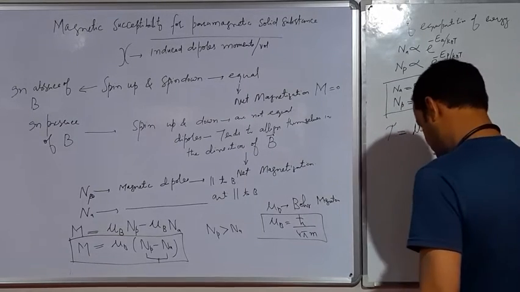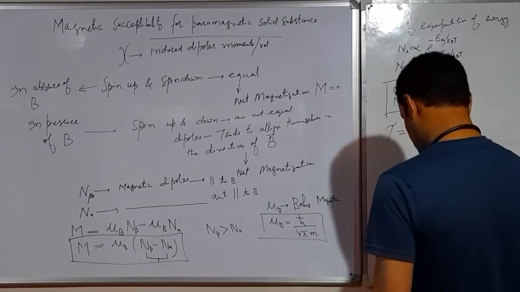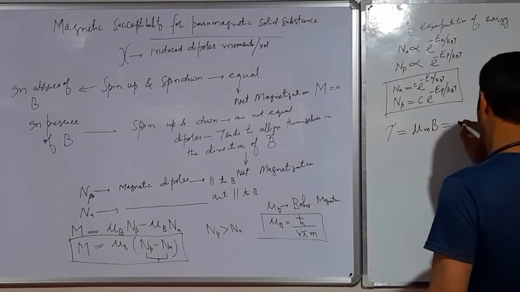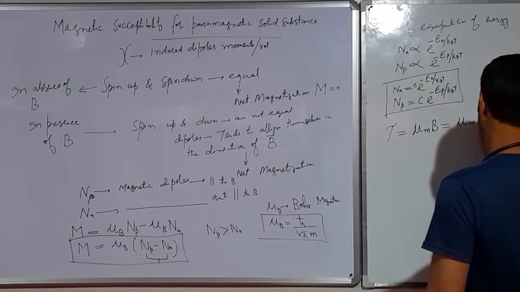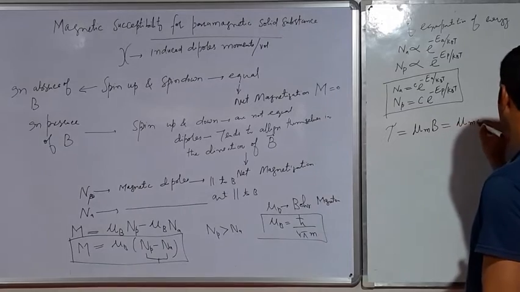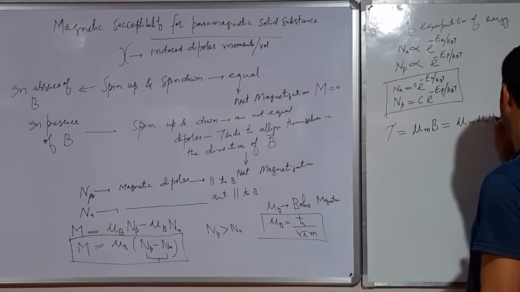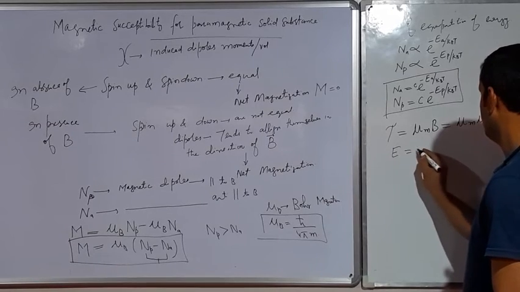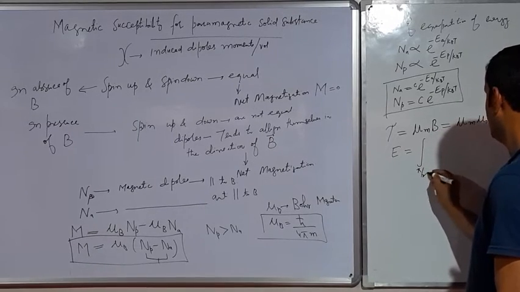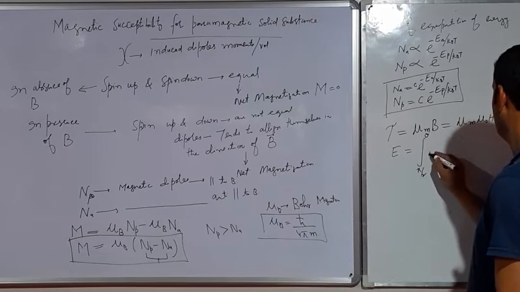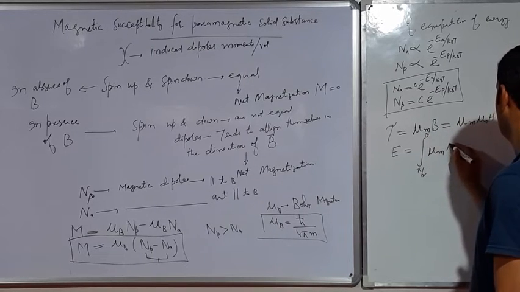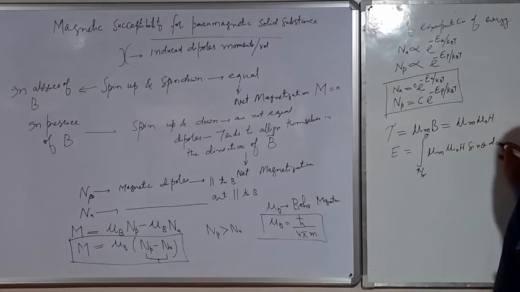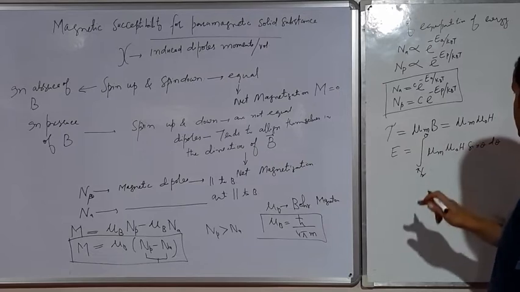mu m B, where B will be equal to mu naught H, and the energy associated with this will be equal to the integral from pi by 2 to theta of torque, that is mu m mu naught H sine of theta d theta. So we have to evaluate this integral.